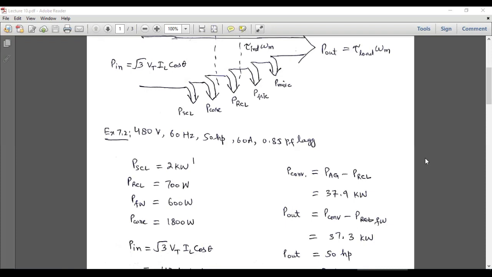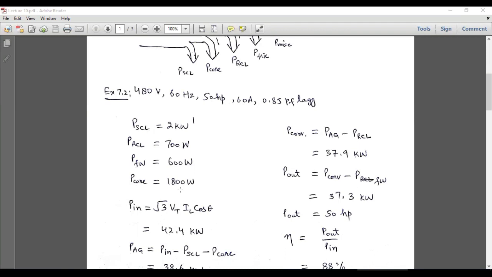example problem. In this problem, we are given a 480 volt induction motor operating at 60 Hz and 50 horsepower is the output power. The motor is drawing 60 ampere current at 0.8 power factor lagging. The stator copper losses are given as 2 kilowatts, rotor copper loss is given as 700 watts, the friction and windage loss is given as 600 watts, and the core losses are given as 1800 watts.